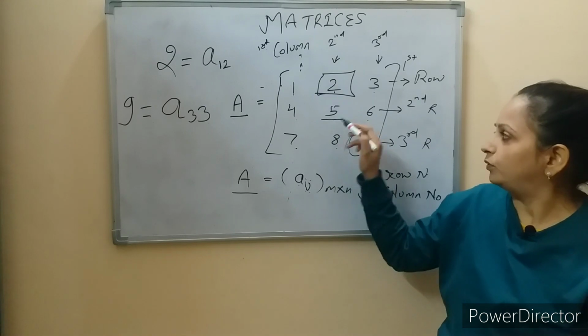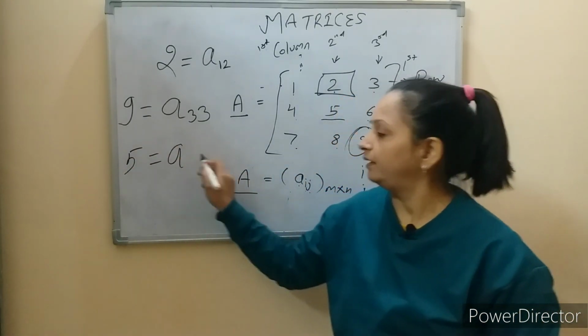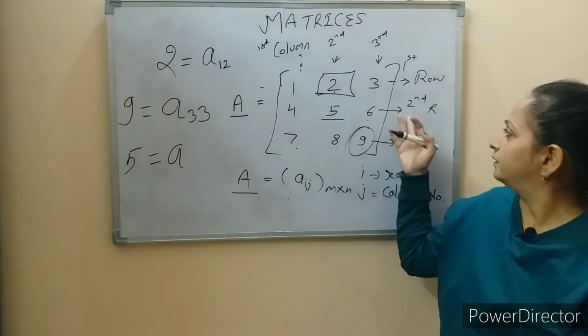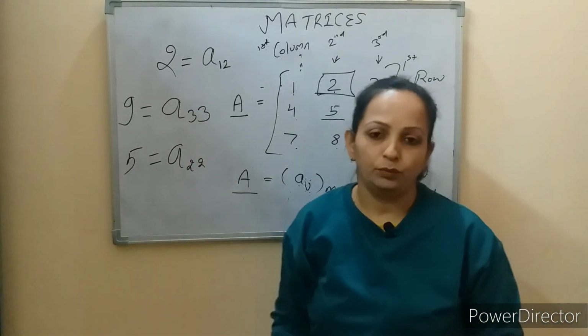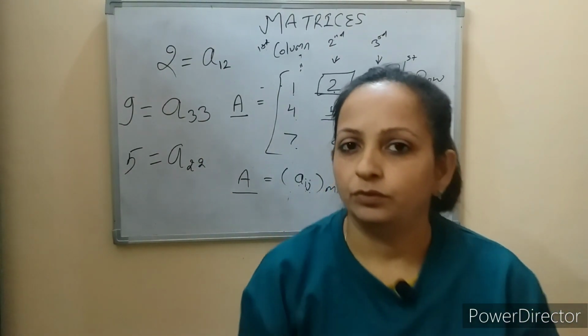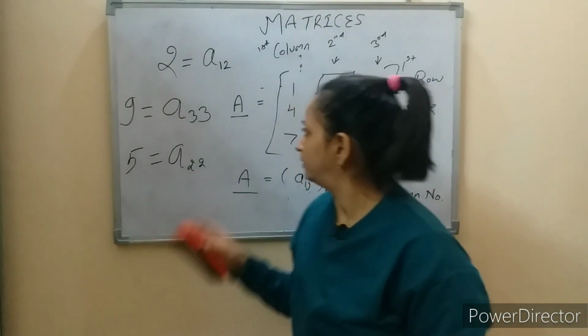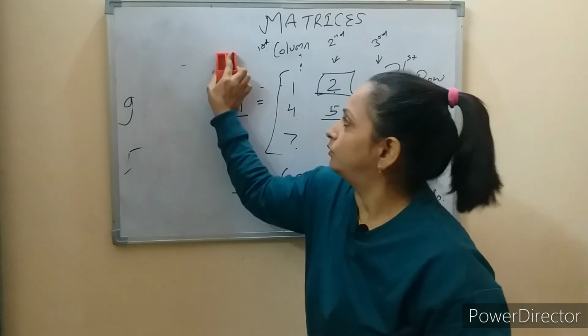Just take one more example, that is if I write 5, so I will write as A. I think you all can get this now. You can comment as well. This is in second row and second column, so I will write A2,2. So I think till now the definition of matrix is clear, the denotation of the matrix is clear, that what is A11, what is A12. I think you got this point.